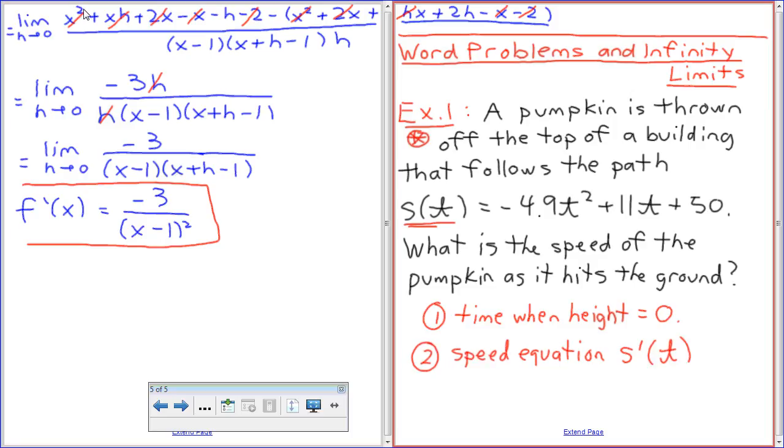Okay, so you see what we're doing here? We know the position of the pumpkin, which is s of t equals that. We'll need to find the time when the height is 0, which is a grade 10 question. Then we need to find the speed equation, which will be s prime of t. And then you find s prime of whatever that time happens to be. Okay? Let's start with number 1.